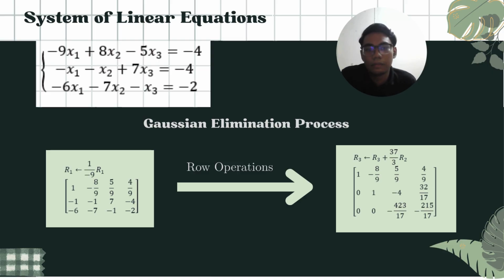Next, we apply elementary row operations. First, we normalize the first row to make the pivot equal to 1. Then we perform elimination steps to remove S1 and S2 from the lower rows. After completing the steps, we successfully reduce the matrix into an upper triangular form. As you can see here, we now have 0 below the main diagonal, which makes the system solvable.